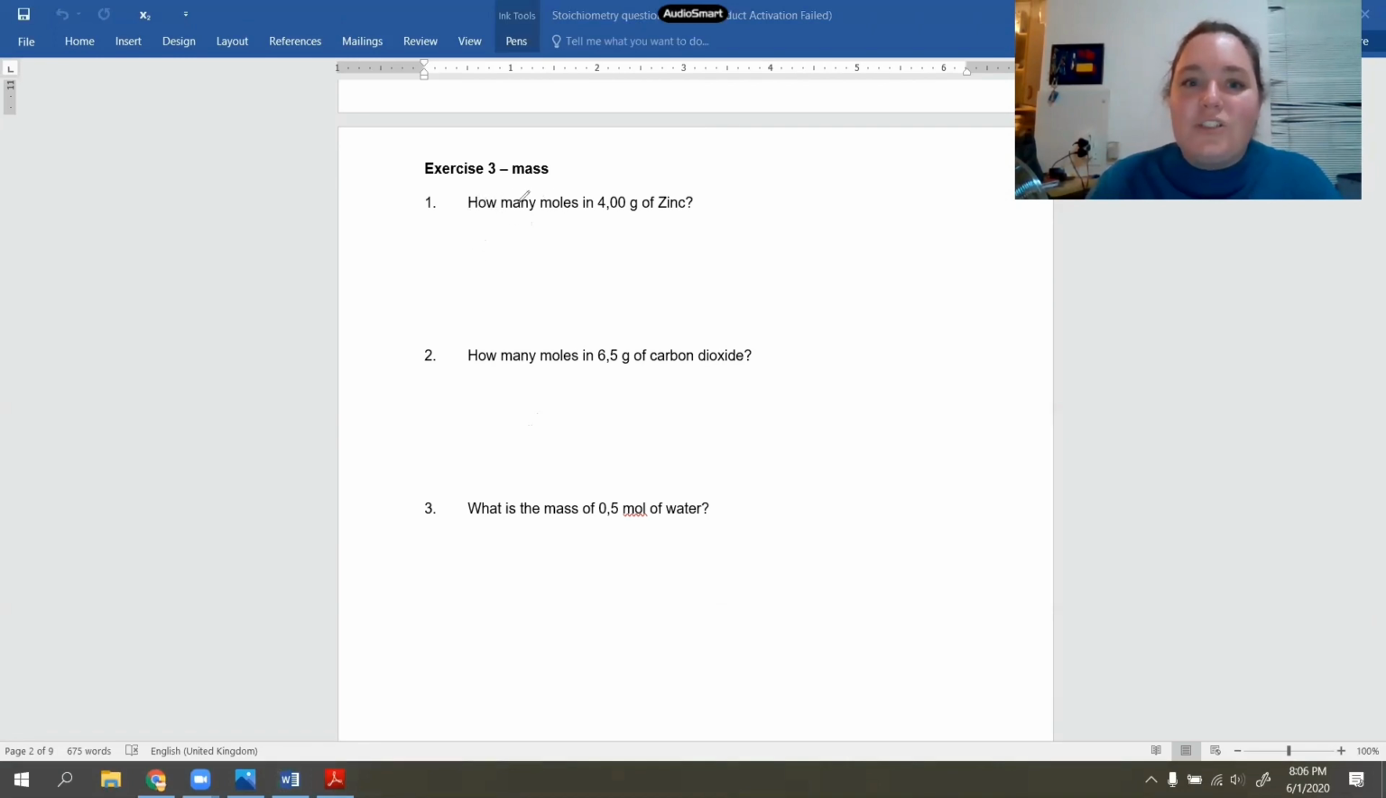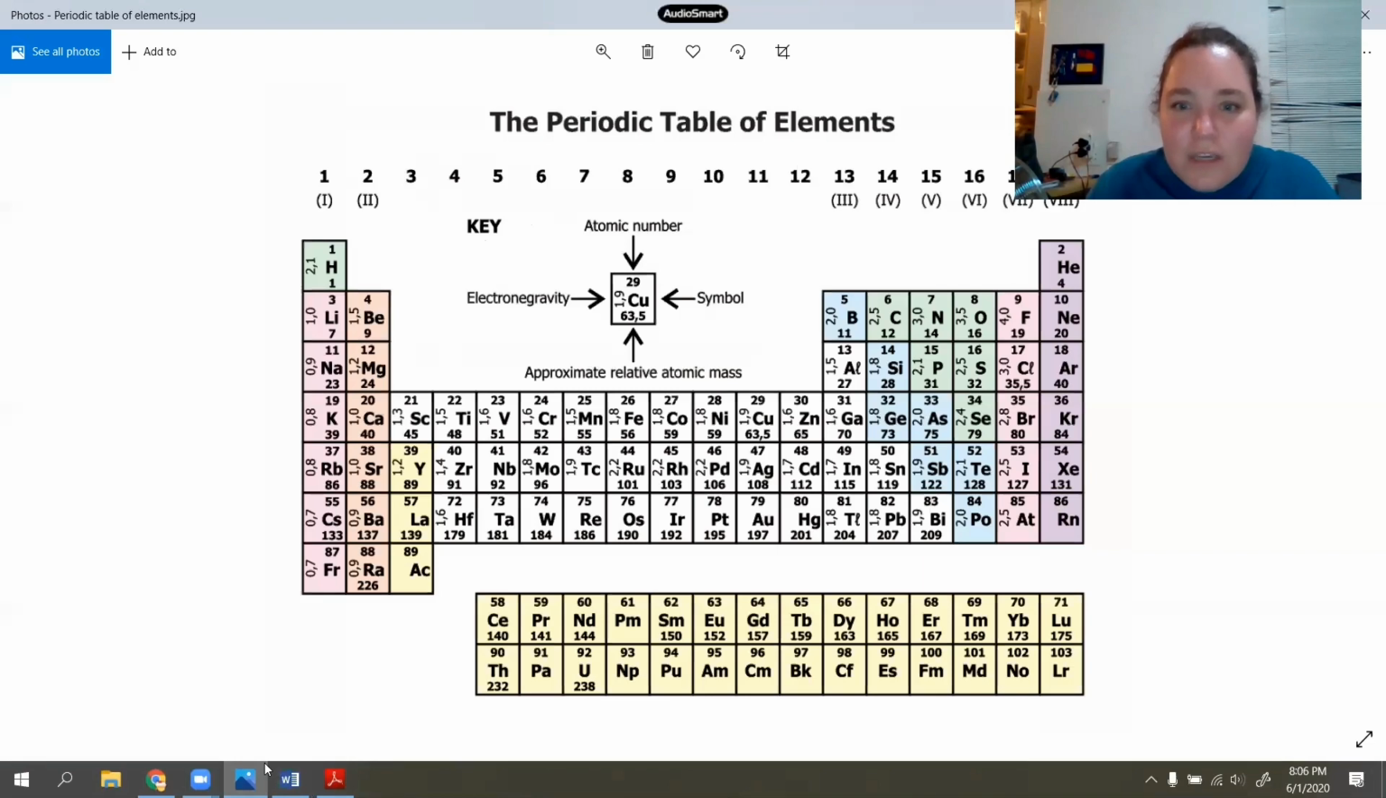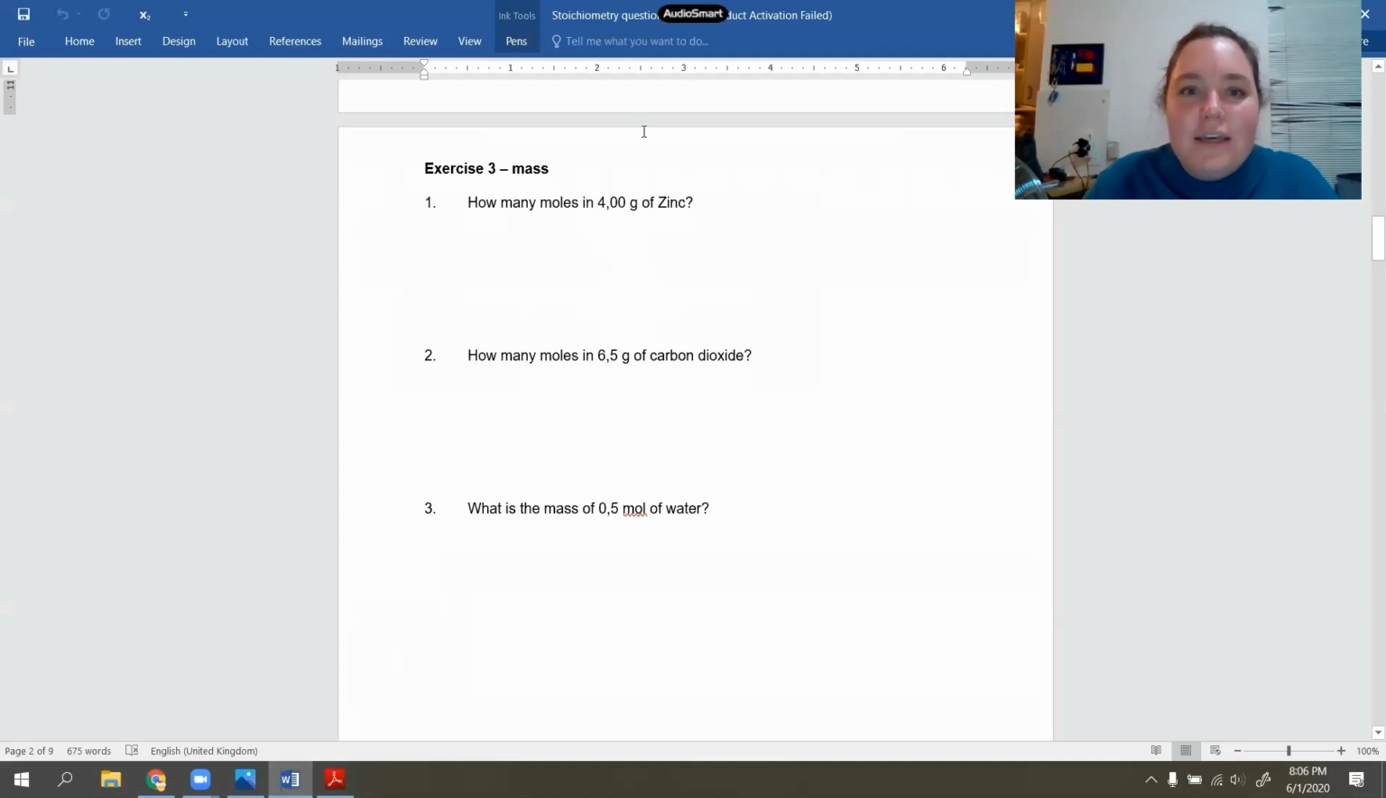So the first question says, how many moles in 4 grams of zinc? So I know I'm working out number of moles. I'm not 100% certain what the molar mass of zinc is, so I'm going to quickly jump. I'm pretty sure it's 65, but it could be 63. So I look over there and it's 65. I'm right. Yay.